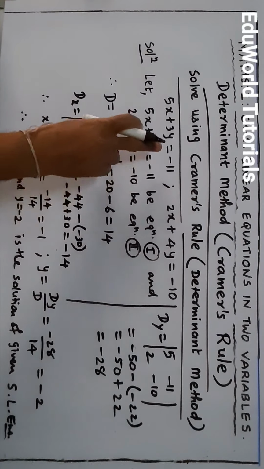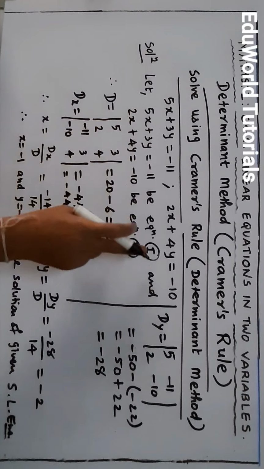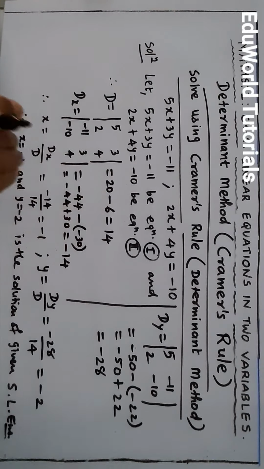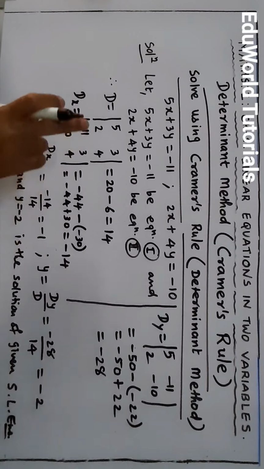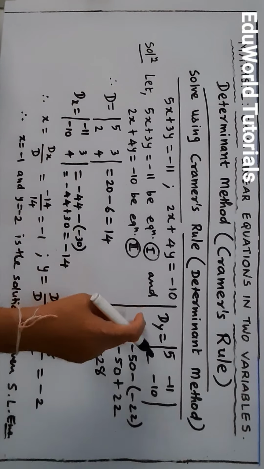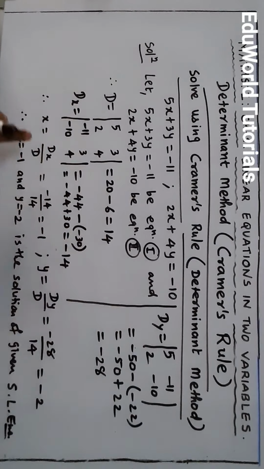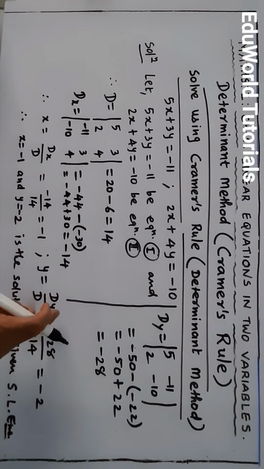Please remember, we have to give the equations their numbers 1 and 2, and then we have to compare them with the standard form to get 6 values: a1, b1, c1, a2, b2, c2, and we have to make 3 determinants out of those 6 values: the determinant d, the determinant dx and determinant dy. And to get the value of variable x, we have to write the value of determinant dx upon determinant d, and to get the value of variable y, we have to write determinant dy upon determinant d, and we get the values of x and y, which is nothing but the solution of the given simultaneous linear equations.